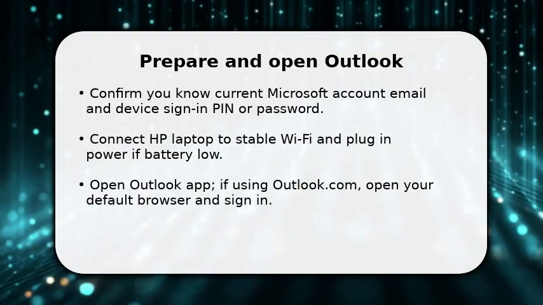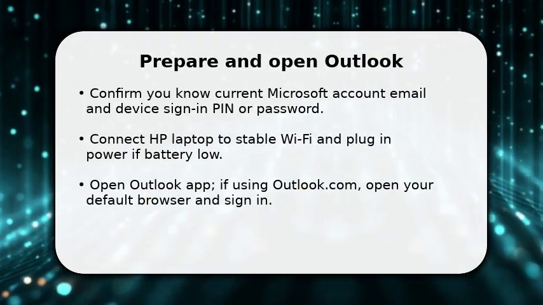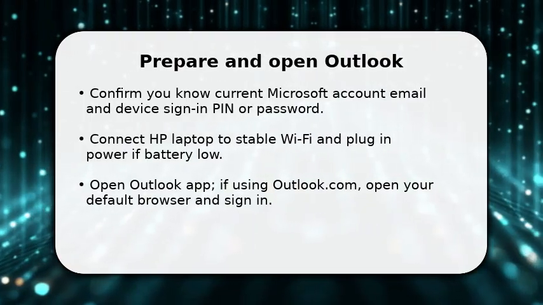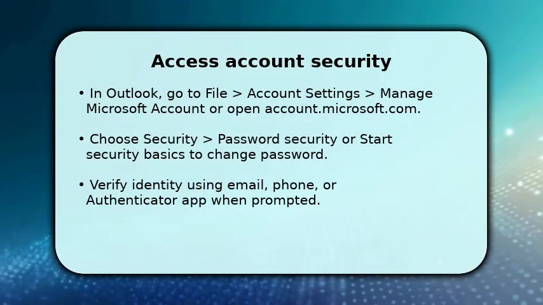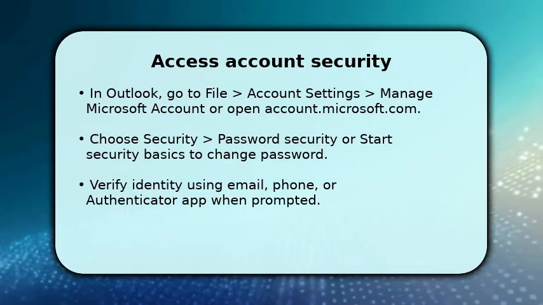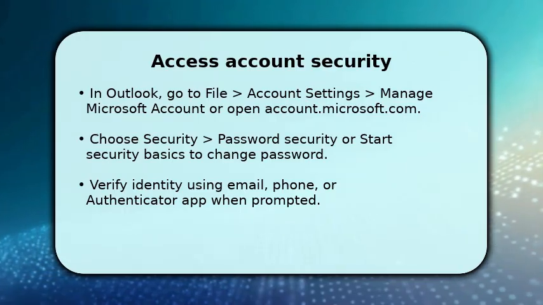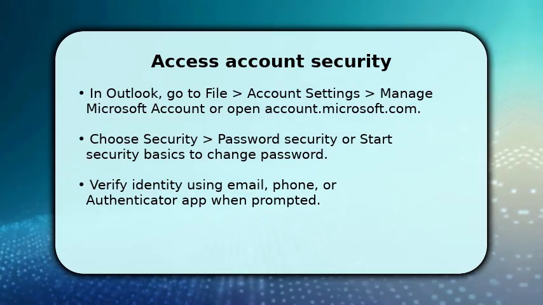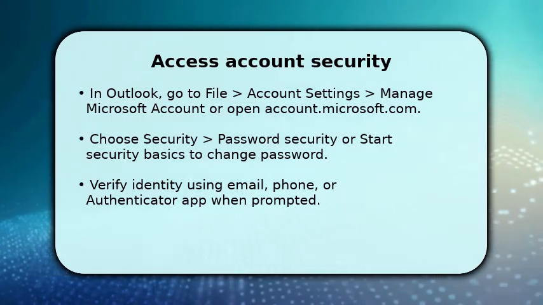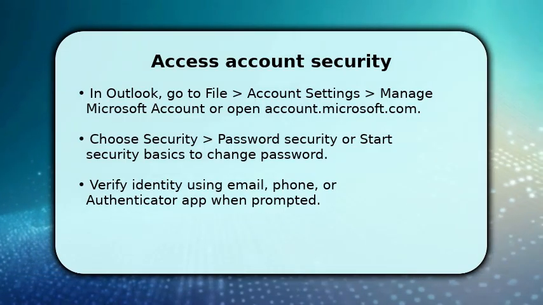You'll need access to account security settings, so keep your phone handy for verification codes and proceed directly to the account settings area. You'll now navigate to account security to change the password. In the Outlook desktop app, go to File, Account Settings, and click Manage Microsoft Account or open Account.Microsoft.com in your browser and sign in.